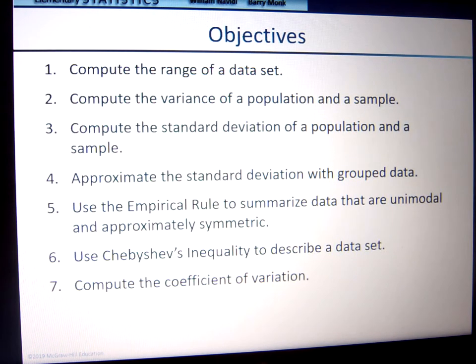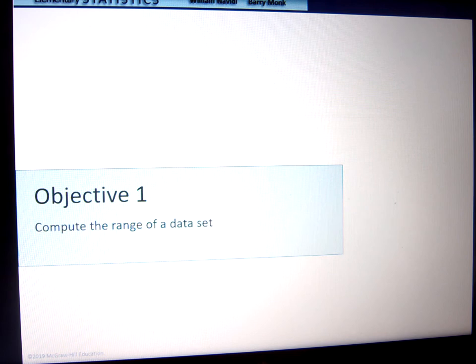The objectives that we're going to take a look at here: we're going to compute the range of the data set, compute the variance of a population and a sample, compute the standard deviation of a population and sample, approximate the standard deviation with grouped data, use the empirical rule to summarize data that are unimodal and approximately symmetric, use Chebyshev's inequality to describe a data set, and compute the coefficient of variation. So a lot to do in this section. Let's get started. We're going to first look at the range.